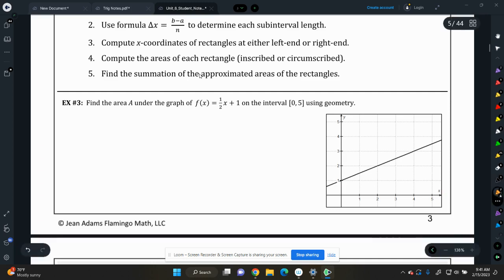Looks like a trapezoid. Sure does look like a trapezoid, doesn't it? Well, I could do the rectangles, but it's going to give me an approximation, and that approximation will not be correct. It didn't say approximate. It said find the area. So this is one big, gigantic trapezoid.